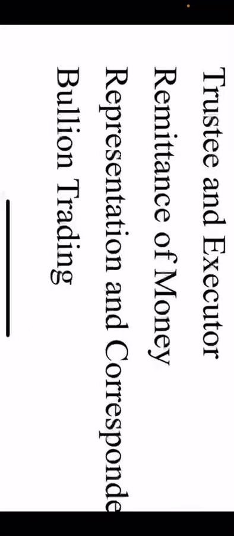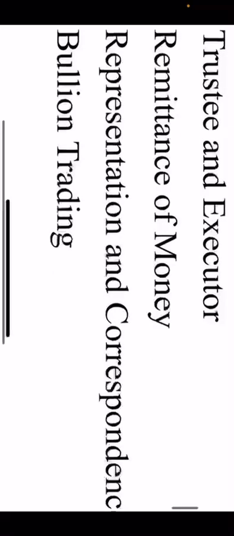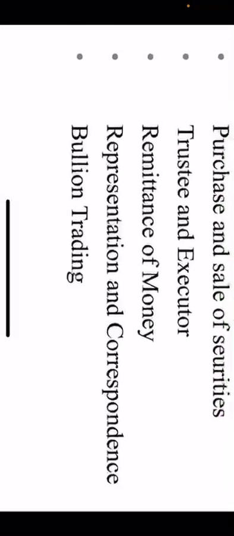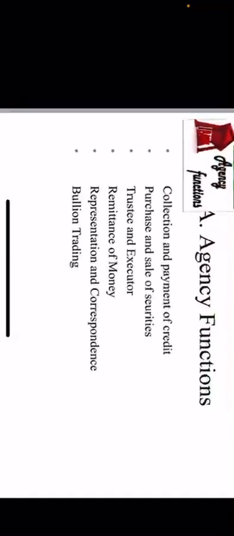Remittance of money means transfer of money, which the bank does on behalf of the customer. It could be in the form of a check, draft, mail transfer, or telegraphic transfer. Next, as an agency function, the bank also functions in bullion trading. Bullion means trading in gold and silver. Only a few banks are given authority to do that, like State Bank of India, Indian Overseas Bank, Canara Bank, and Allahabad Bank. So this was about agency functions.